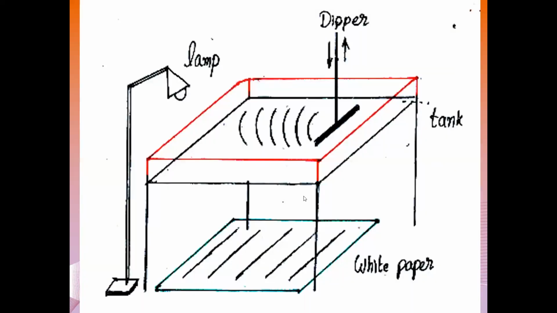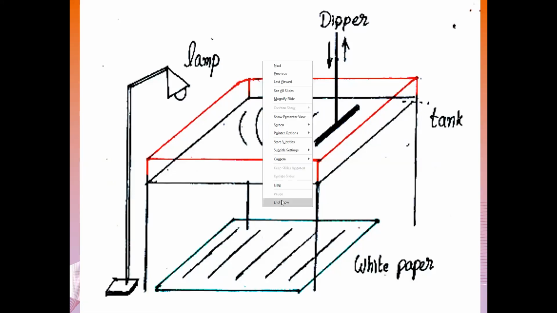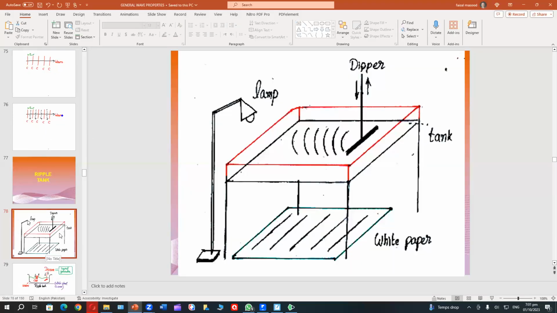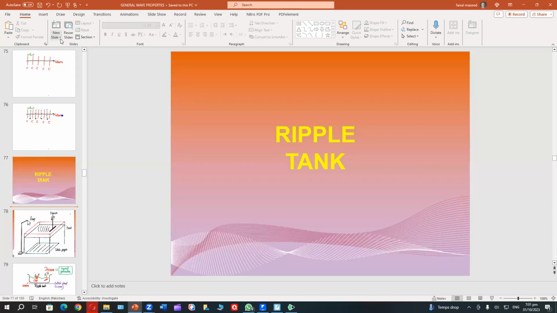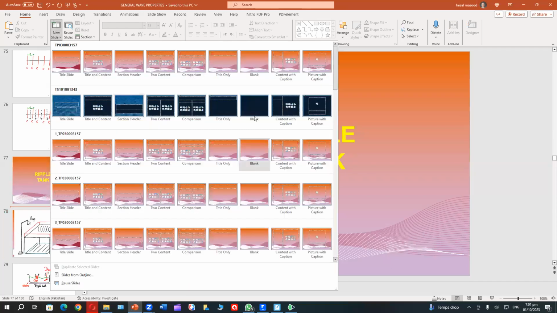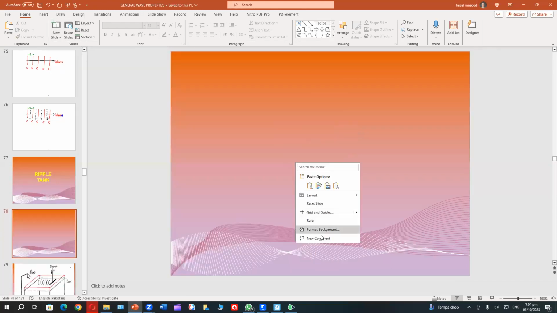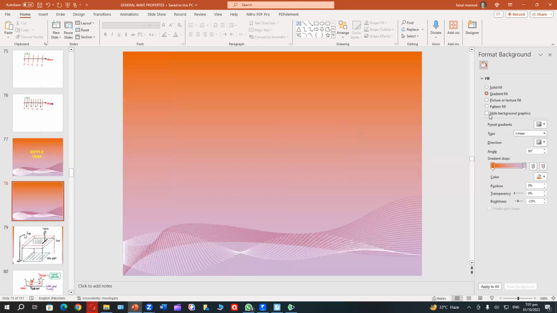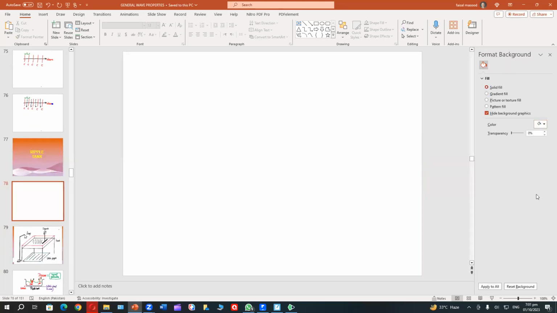This is the appearance of a ripple tank. It's a glass tray. It's a ripple tank, and it's a glass tray with a dipper in it. A ripple tank is basically an apparatus used to monitor or demonstrate water waves.